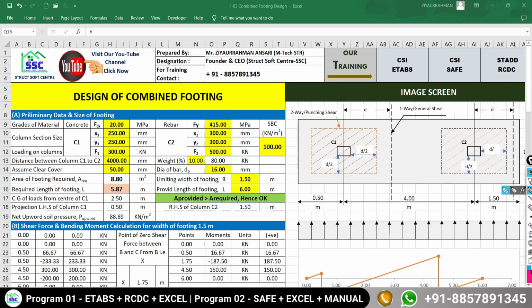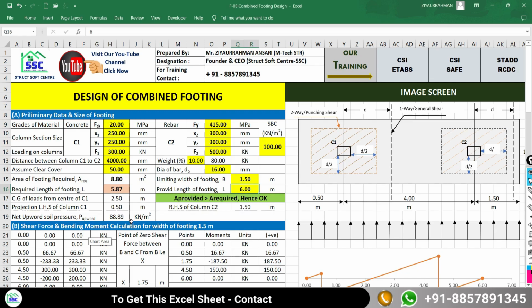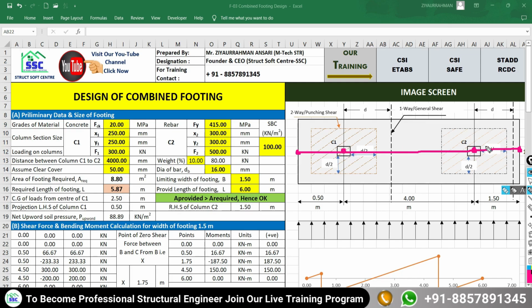And in respect of all this, we are getting the net upward soil pressure as 88.89 kilonewton per meter square. Now after getting the net upward soil pressure, the sheet is going to consider a design strip which passes through the center of C1 and C2 along the length of your combined foundation. And the sheet will calculate the shear force and bending moment at different points along this design strip.